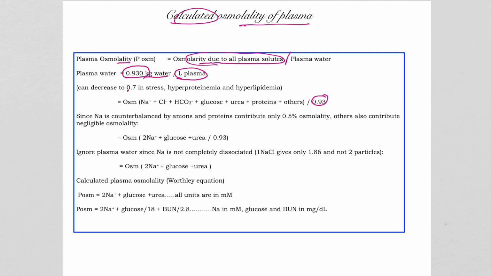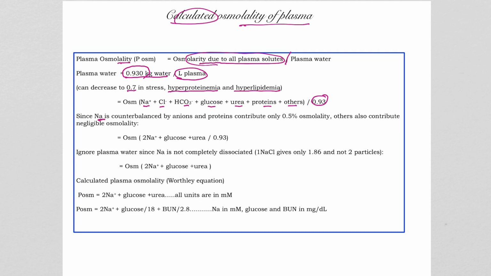Okay, and this number can decrease in various conditions such as stress, or if there's too much proteins present, or there's too much lipids present in the blood. So calculated osmolality is basically how many osmoles of sodium, chloride, bicarbonate. These are some of the major solutes that are present in the bloodstream. Glucose, urea, proteins, and anything else present in the plasma.